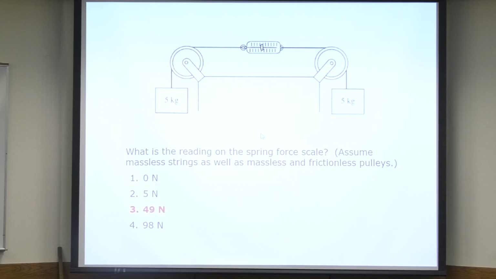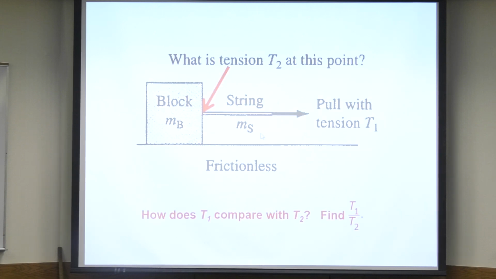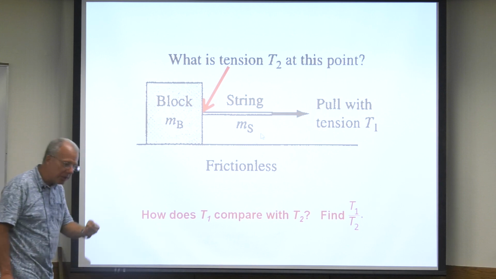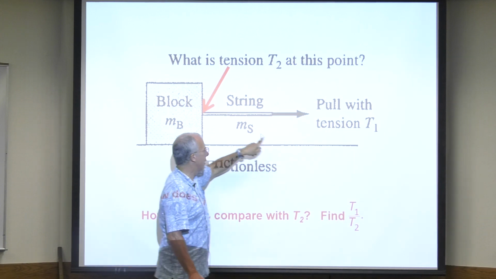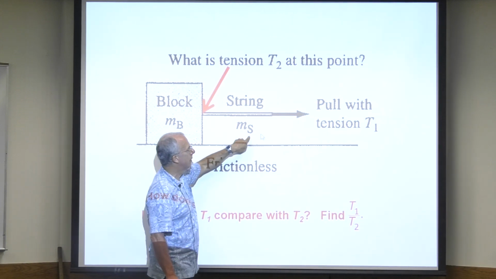Okay, let's go. All right. Up to this point, we've always assumed that we have massless string. And I explained that a long time ago. I said we don't have massless string, but we say that the mass of the string is much, much less than the mass of the objects involved, so we can ignore it, right? That's really basically what we mean. Well, now we're going to say forget it. Now we're not going to say we have a massless string anymore. Now we're going to say we have a massive string, okay? So we're going to say that this string has mass ms, okay?